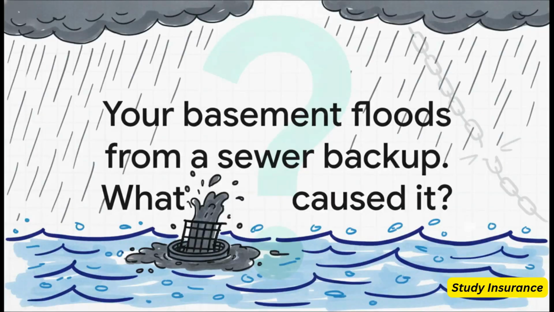So let me paint a picture for you. Imagine there's a crazy rainstorm, the streets are flooding, and then you see it. Water is backing up through the drain in your basement. Everything is a total mess. Now you might think, okay, it's water damage, but what really caused it? Are you covered? Answering that question means finding the very first event that set everything off, and that's exactly what proximate cause helps us do.